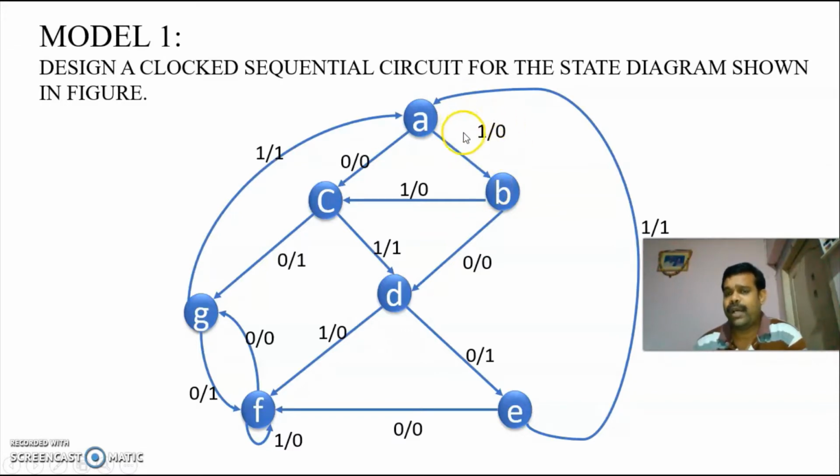Now here you have the values. The first value before the slash indicates the input, and the second value indicates the output. So this is the input, and the 0 is the output. So this is the state diagram. From this state diagram we have to draw the state table.